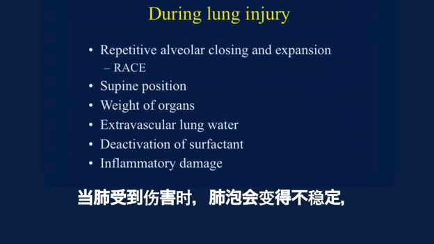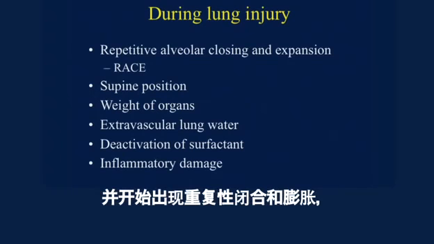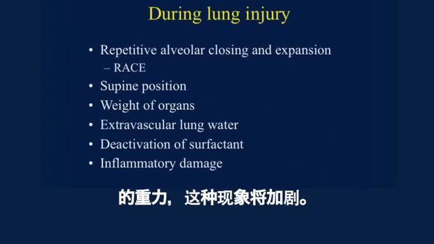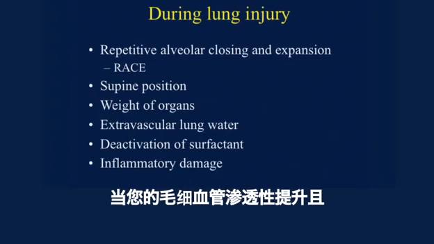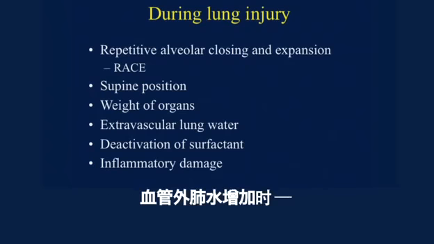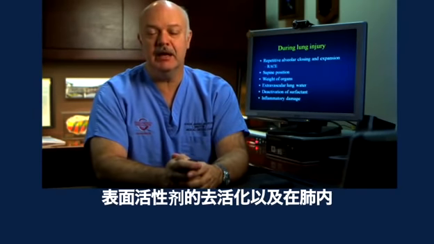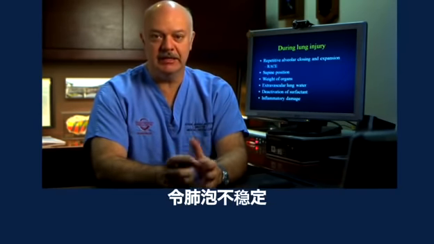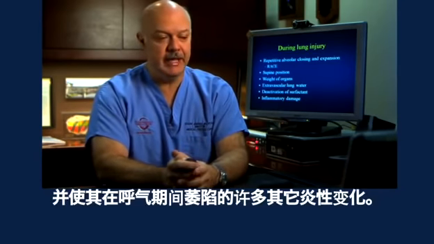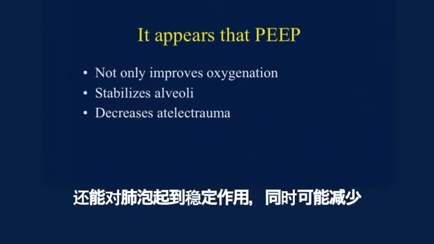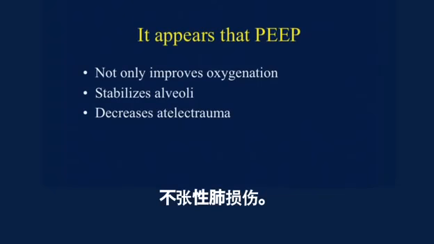During lung injury, the alveoli become unstable and we start seeing repetitive alveolar closing and expansion, a term that has been coined as RACE. This is further accentuated by the supine position of the patient and the weight of the organs. When you have an increase in capillary permeability and an increase in intravascular lung water, aided by the deactivation of surfactant and many other inflammatory changes within the lung, the alveoli destabilize and collapse during the expiratory phase. So it appears that PEEP not only improves oxygenation, it also stabilizes alveoli and probably decreases atelectrauma.